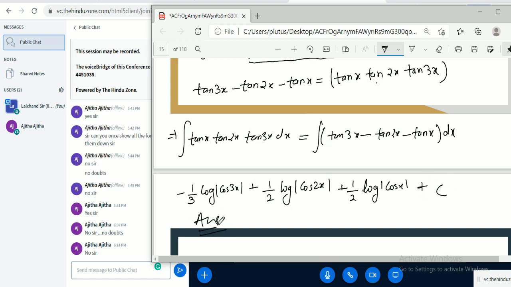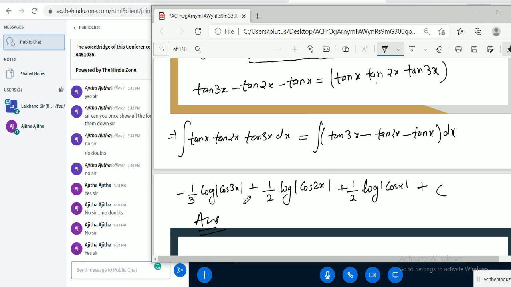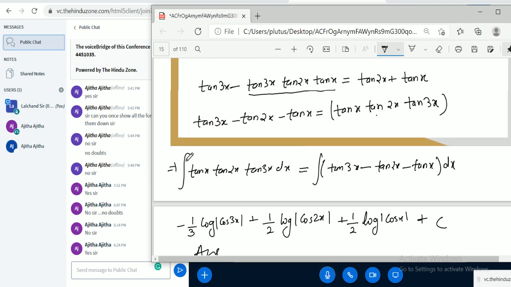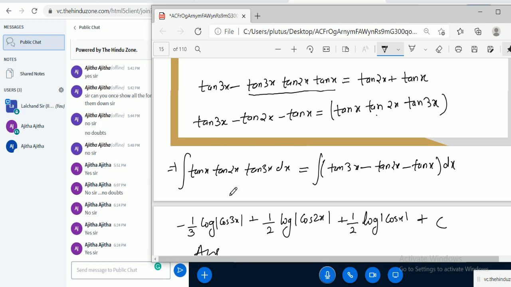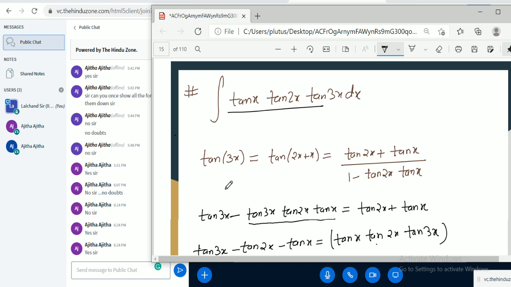Okay. Are you following up to this? These trigonometric integrations. This question is also asked sometimes in CBSE examination. This is quite an important question from the point of view of CBSE too. Okay. So the basic idea is, if we have a multiplication of 3 tan, how to break this multiplication? Okay. So by using tan (a plus b) this way.